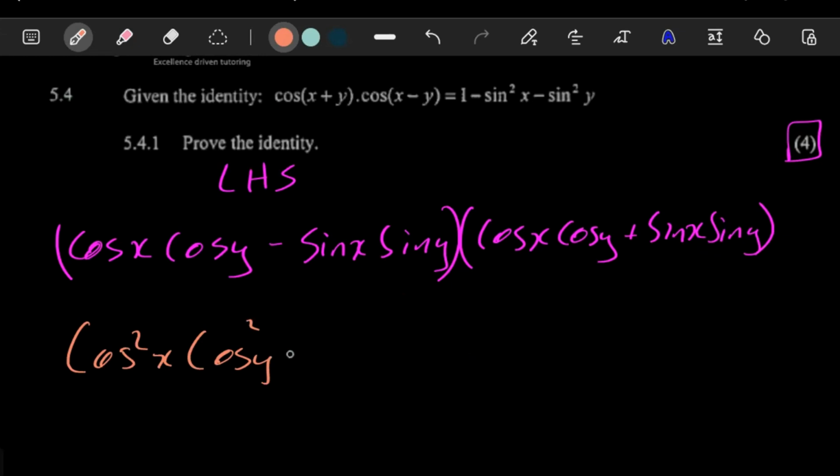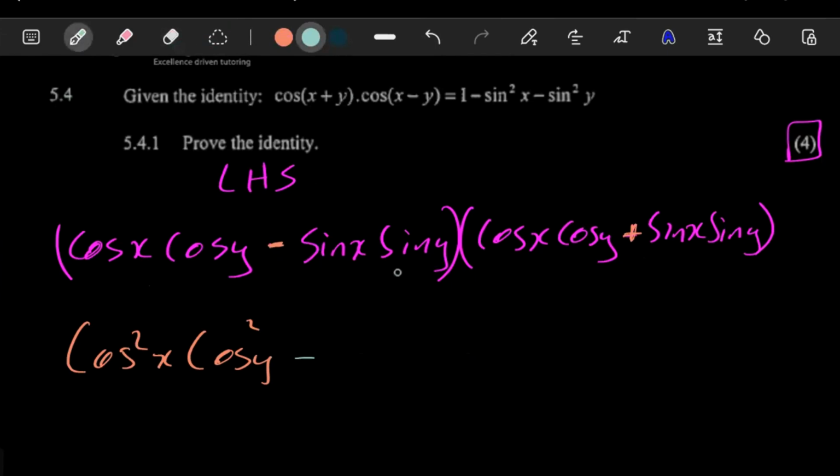This times this gives us a big line. But then this is actually the difference of 2 squares. There's a minus here, there's a plus over there. So if you have the difference of 2 squares, you can just square this value, get it over there with a minus in the middle.